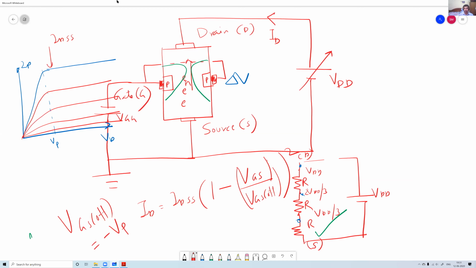So any further questions on JFET? Obviously, the curve looks like this. The transfer characteristic curve looks like this. This is my VGS and this is my ID, given VGS. Okay, any questions? Anything you want to know?